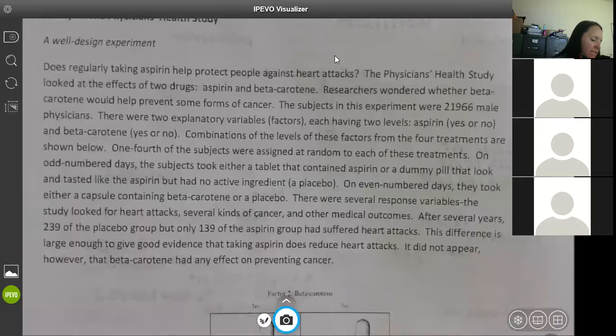On even numbered days, they took either a capsule containing beta-carotene or a placebo. There were several response variables. The study looked for heart attacks, several kinds of cancers, and other medical outcomes. After several years, 239 of the placebo group, but only 139 of the aspirin group had suffered heart attacks. This difference is large enough to give good evidence that taking aspirin does reduce heart attacks. It did not appear, however, that beta-carotene had any effect on preventing cancer.